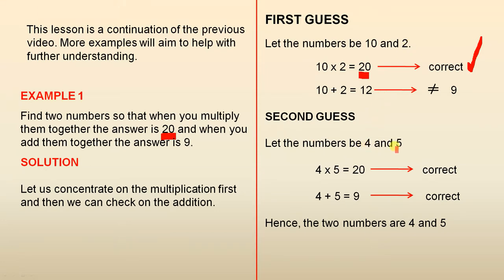Let the numbers be 4 and 5. 4 fives are 20. That is correct. That's what we have in the initial problem. 4 plus 5 is 9. That is correct because 9 is what you're supposed to get when you add the numbers. Hence the two numbers are 4 and 5. So they're the two answers.